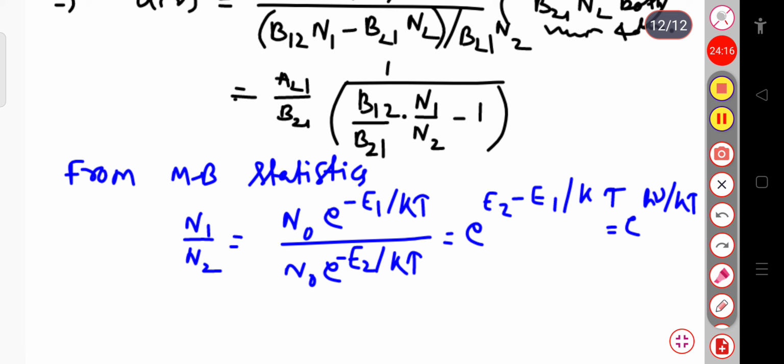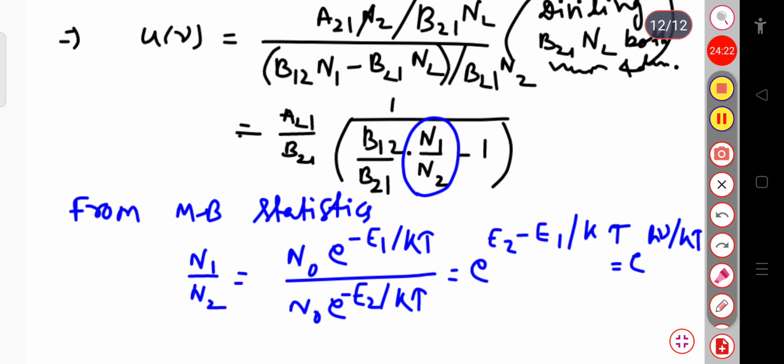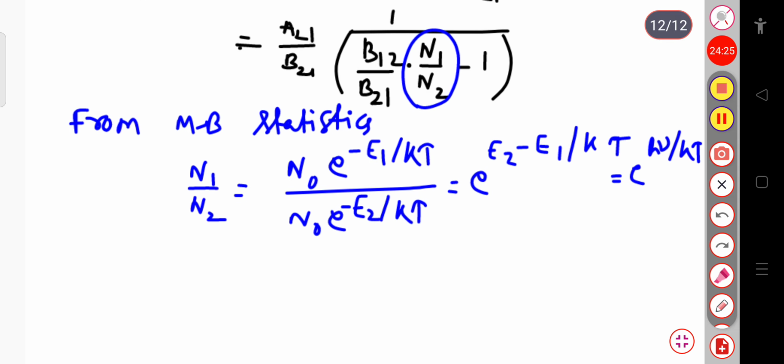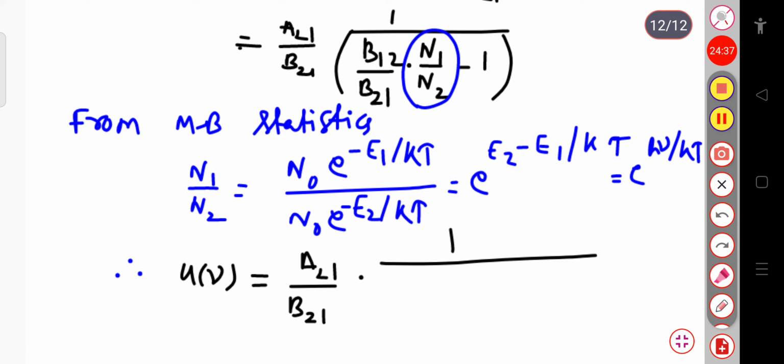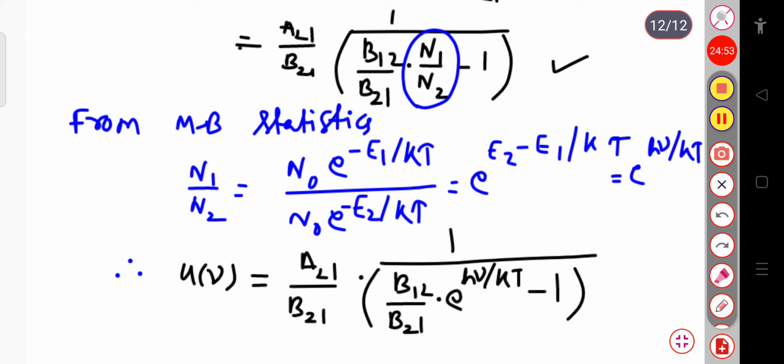So simply substituting this value here, I will get the value of U of nu. Therefore U of nu can be written as equal to A21 by B21 into 1 by B12 divided by B21, in place of N1 by N2 I will write exponential h nu by kT, and here this is minus 1. Simply this term I am writing here. So this is the final expression for U of nu.